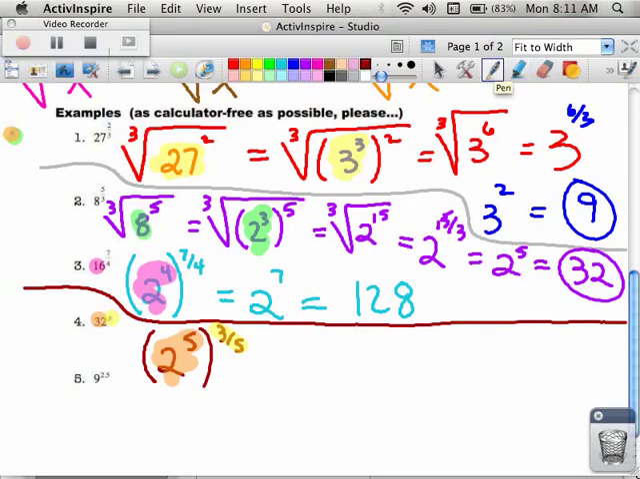When I multiply the power to a power, 5 times 3 is 15, divided by 5 is 5. Or you can know that the 5's cancel out. And really what you end up with here is 2 cubed, which we have talked about before is the same thing as 8.